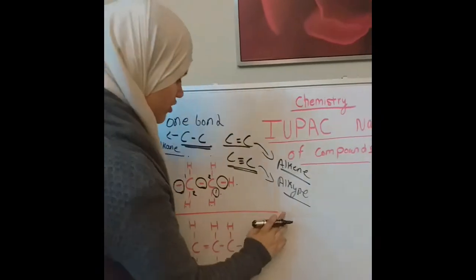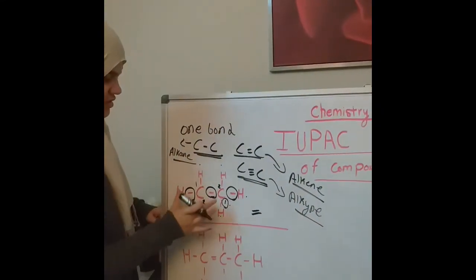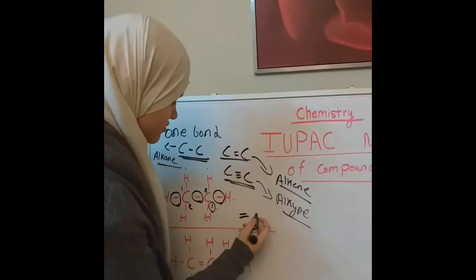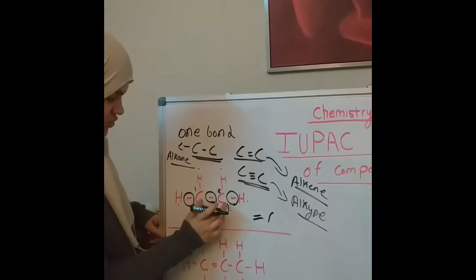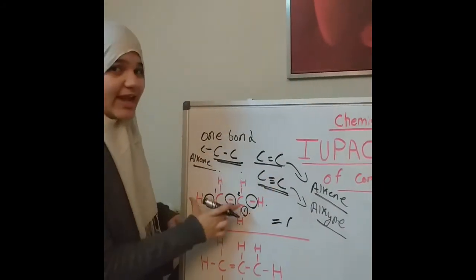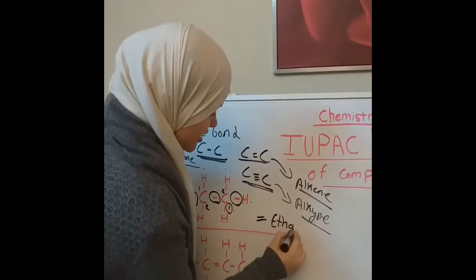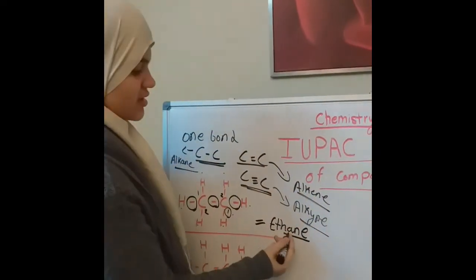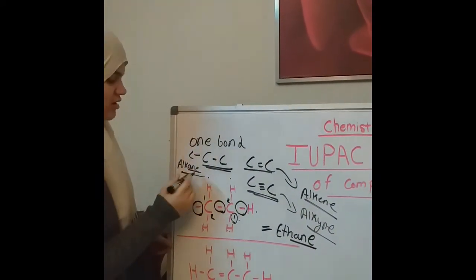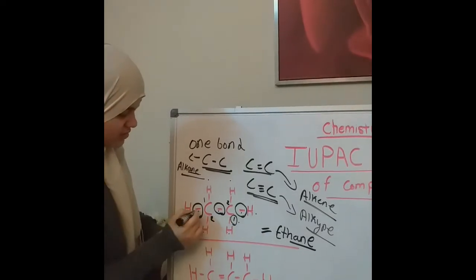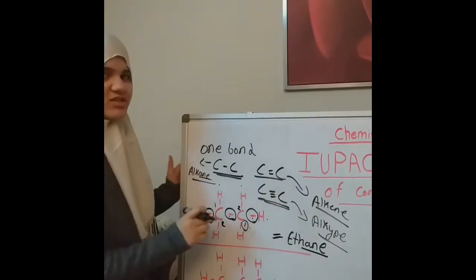So the name for this compound, here we have what? 1 and 2. That means it will be ethane. Ethane has the suffix ane because it is alkane, which is one bond. Okay, this is the first example for this thing.